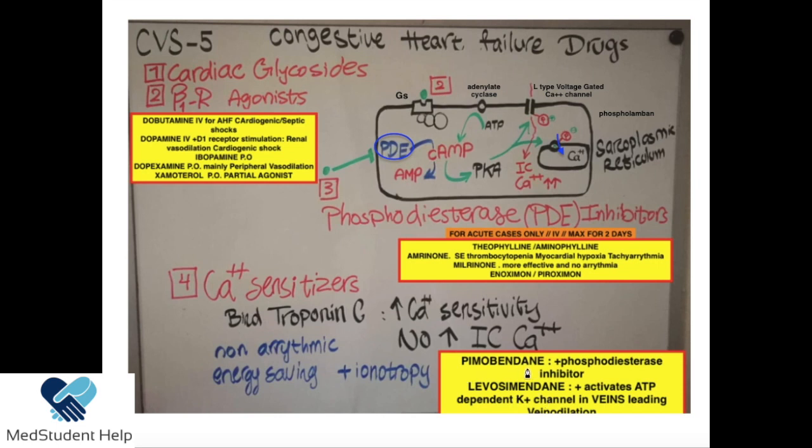Now, Pimobendan has an additional function. Other than being a calcium sensitizer, it is also a phosphodiesterase inhibitor. But the not good thing about it is that it has a very narrow therapeutic range, which means we don't actually use it that much. The other one is Levosimendan. Besides being a calcium sensitizer, it is also an activator of the ATP-dependent potassium channel. Now, this channel in veins is going to lead to venodilation. So it is going to help decrease the preload on the heart.